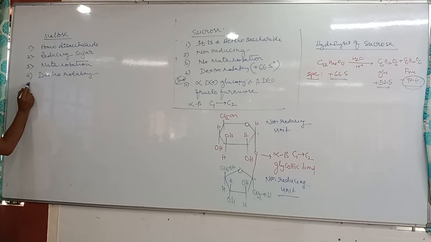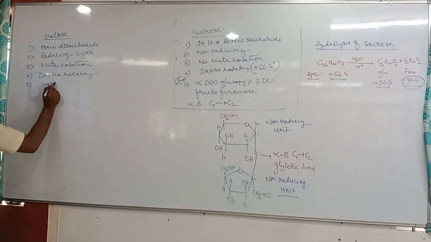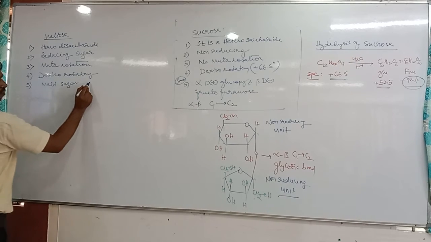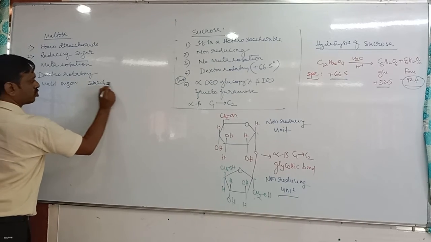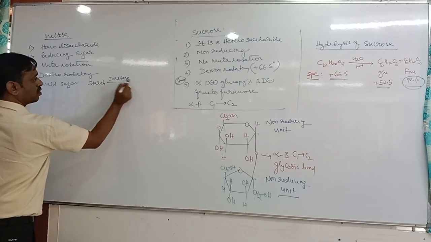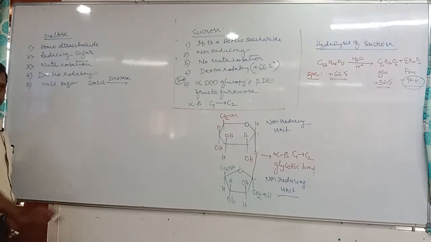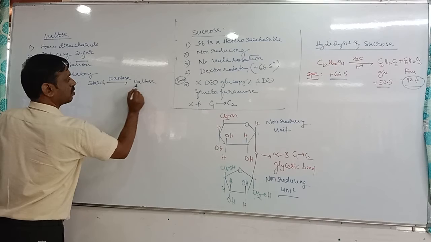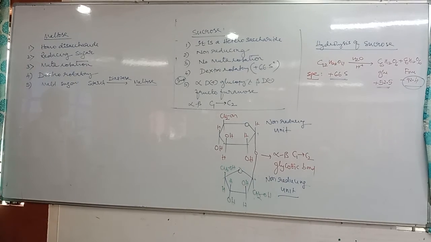Can you tell me what its name is? Maltose is called what? Malt sugar. Usually it is called malt sugar. Do you know how it is prepared? From starch, no? Starch undergoes hydrolysis in the presence of the diastase enzyme, and you will get maltose. So starch gives maltose in the presence of diastase enzyme.